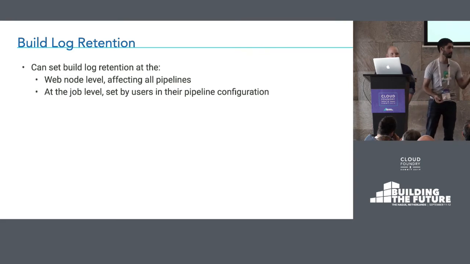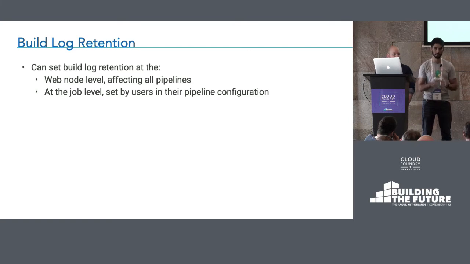This can be set at the web node level. So when you're deploying Concourse, you can say globally, reap all my logs that are X days old or after X number of builds across all pipelines. Users can also have control over their build retention policy. They can set it in their task configuration when they create their pipelines.